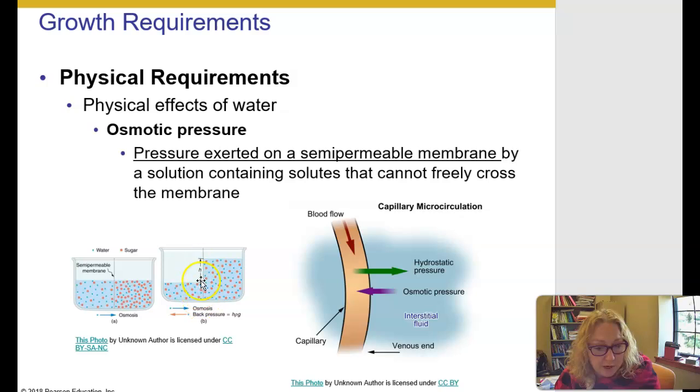So here's the pressure, right? There's osmotic pressure going this way, and there's back pressure going this way. Your capillaries, there's blood flow, there's hydrostatic pressure going out, osmotic pressure going in. That keeps things from imploding.